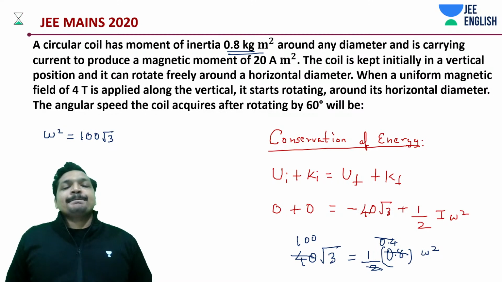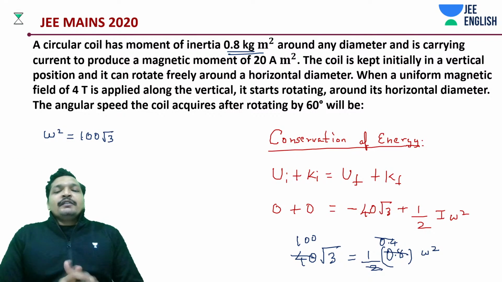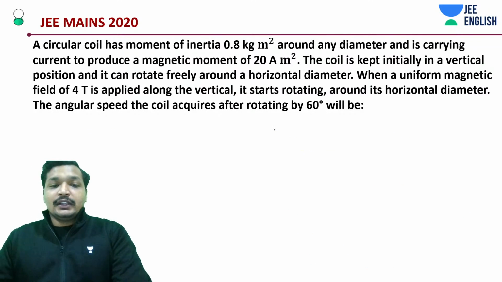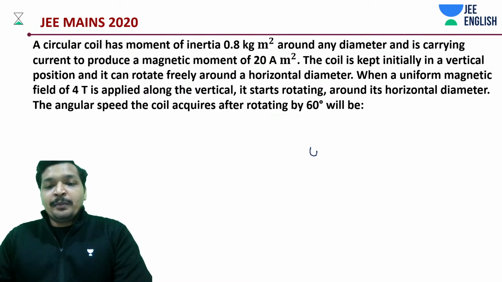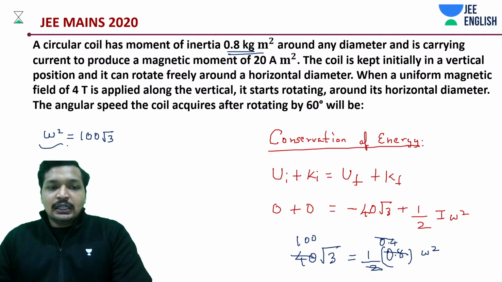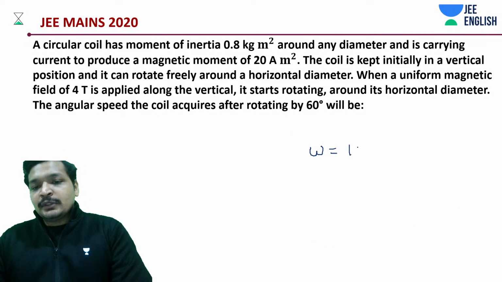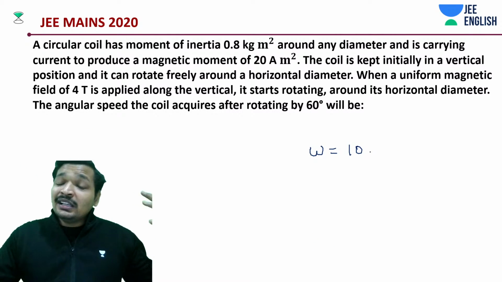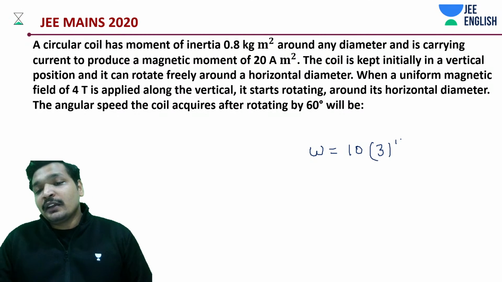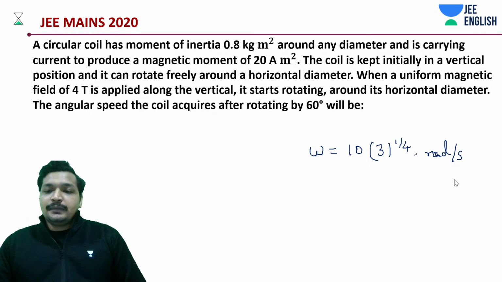Hi Jaya. How much is the value of omega? Omega square is 100 root 3, so omega is 10 times root of root 3. That's going to be like 10 times 3 to the power 1 by 4 radians per second. That's your answer. Simple question. Very simple.